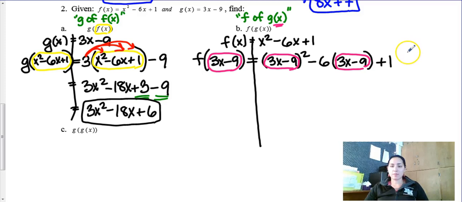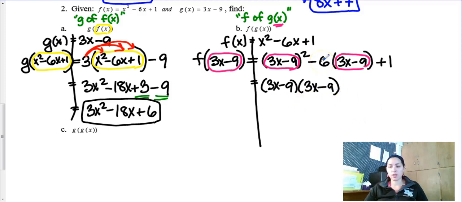This is the big step. This is where the composition happened. We plugged one function into another. The rest of this is just using our algebra skills to figure out what this ends up being. So 3x minus 9 all squared means I have 2 of them, so it's got to be 3x minus 9 times 3x minus 9.